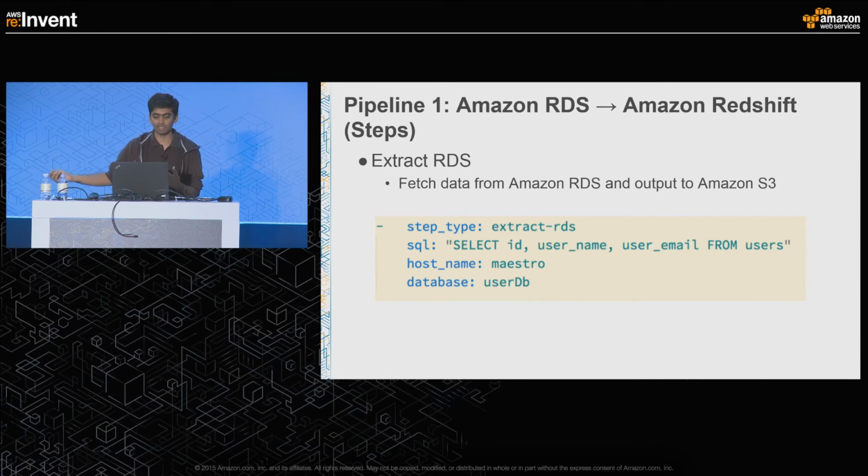So in this case, we will basically get the user ID, name, and email from our users table, and you specify the host name. The host name specifies what host it needs to go to. It'll figure out things like what credentials it needs to use. The credentials are stored as a single config. And then database is basically within that host what database it needs to use. If you specified your query as userdb.users, you could have just not specified the database name. So this step would basically pull data from RDS and load it into S3.